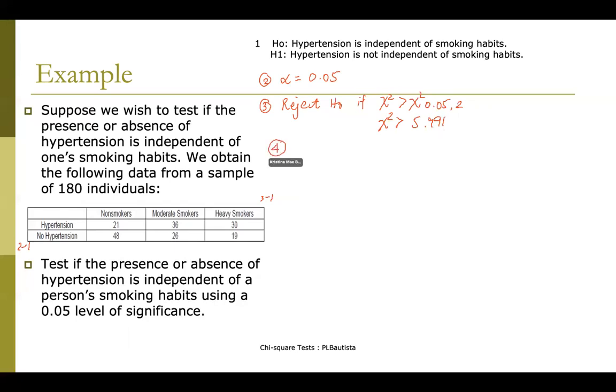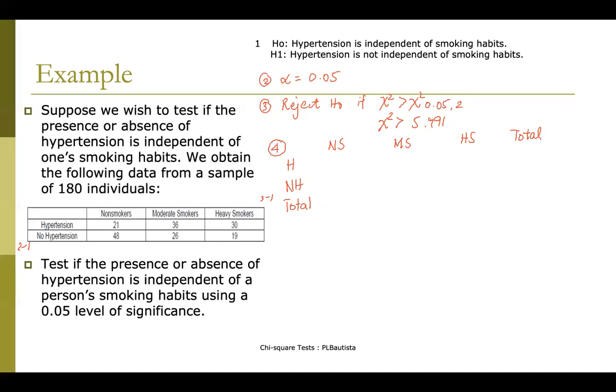For step 4, before we compute the chi-square test statistic, we first need to identify what are the expected values for each of these cells. So I will recreate the table here. You have the non-smokers, moderate smokers, heavy smokers, and we need a total column. While for the rows, you have those with hypertension and no hypertension. And again, you need a total row.